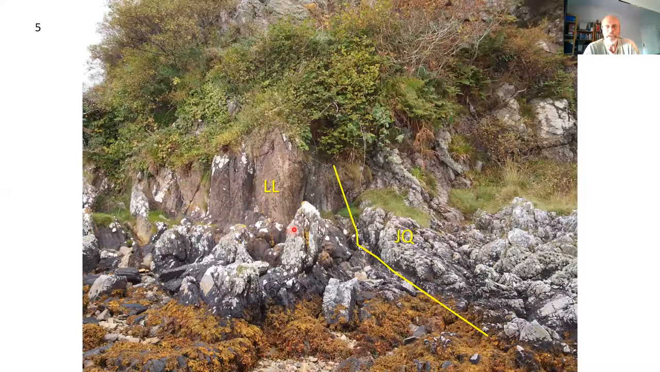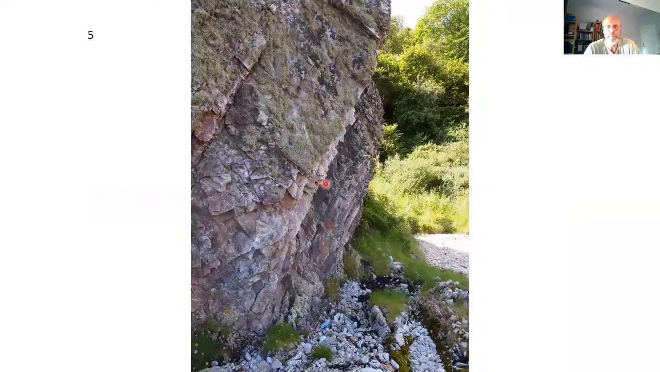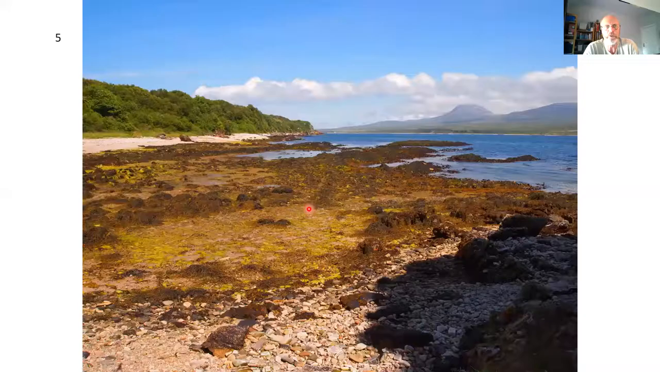But this is where it intersects the coast, and you can have a good look at the sort of structures that are going on. This is the limestone, this is the Jura Quartzite. You can see it's not horizontal here, it's quite steep. This is bedding, it's not cleavage, this is bedding in a quartzite. There's nice bedding in it.